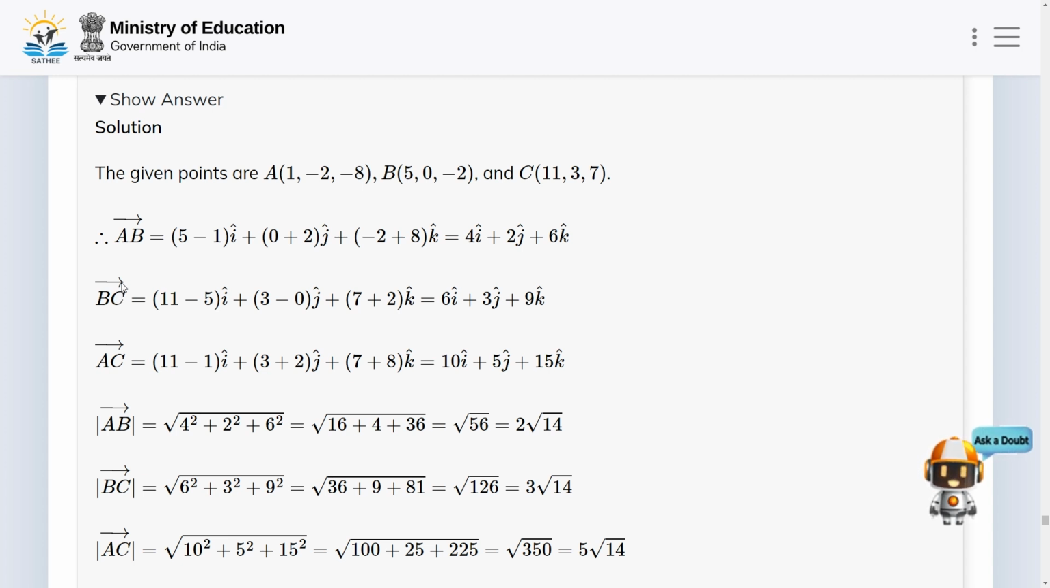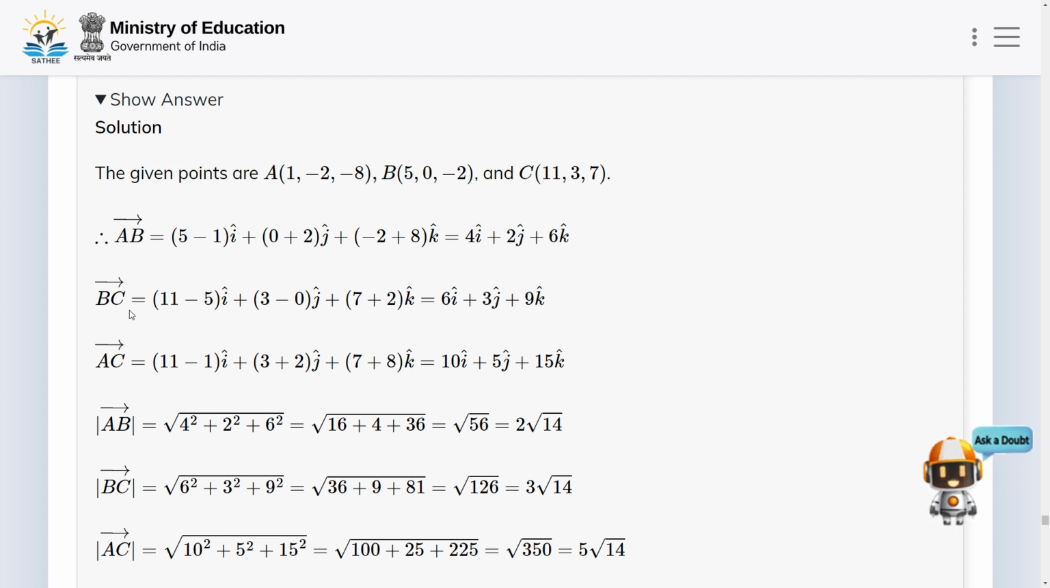Now multiply with 5 here. You will have 20, 10, 30, and divide by 2. So AC will be 5 by 2 AB. This means they are also parallel. If AC and AB are parallel and AB and BC are parallel, this means AC and BC are also parallel to each other.